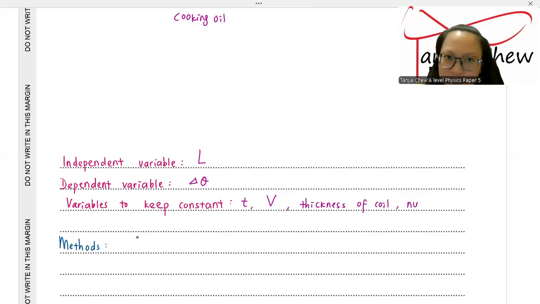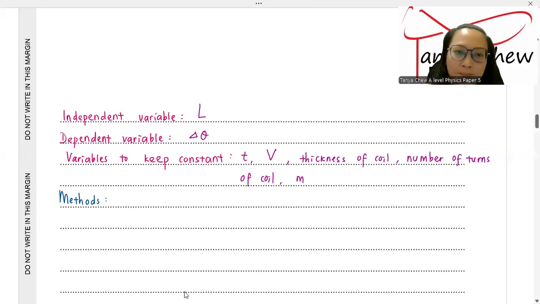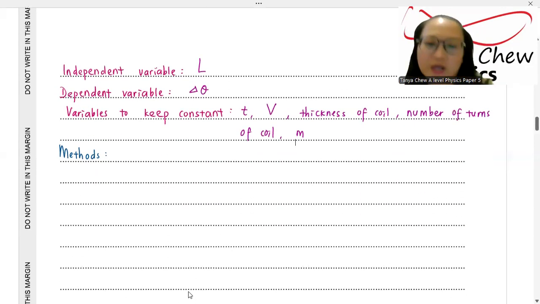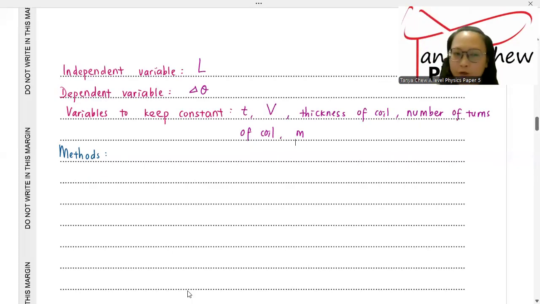And maybe I put, because the coil itself consists of a number of turns, the number of turns of the coil, and M itself, the mass of the cooking oil. Now, those are the variables to be kept constant. Feel free to pause the video if you want to write the answer.